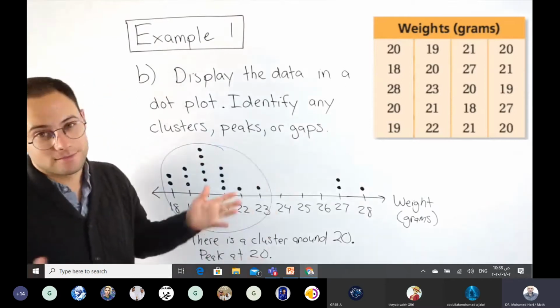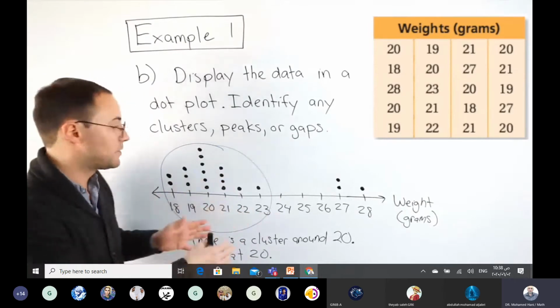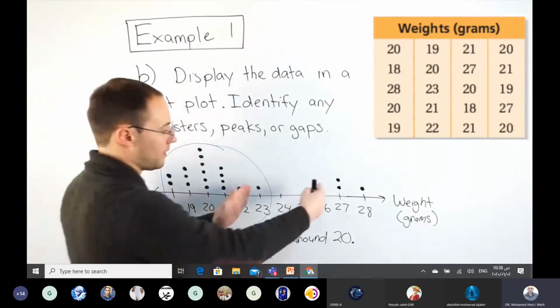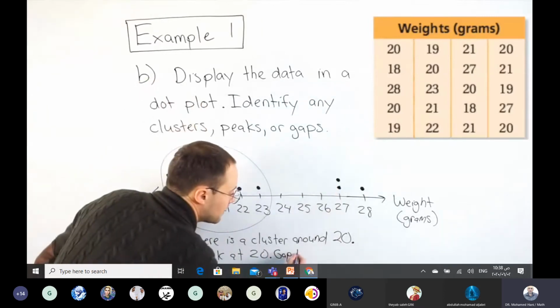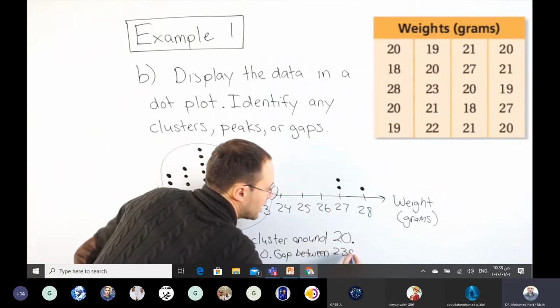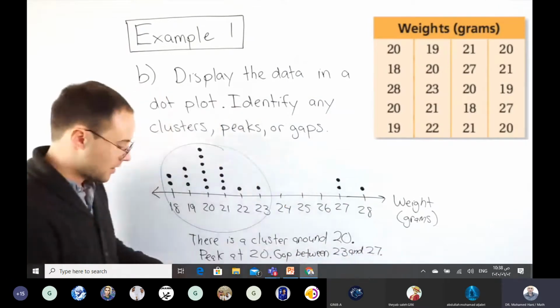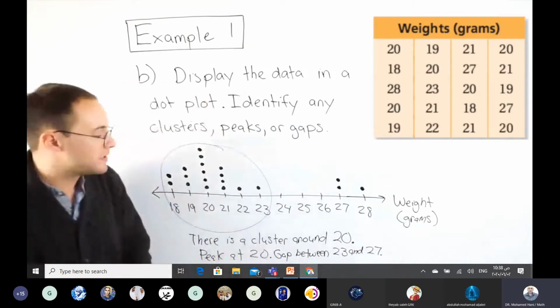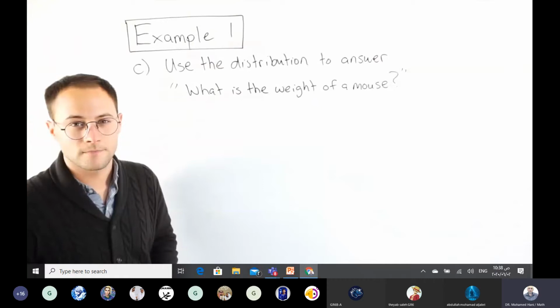And finally, gaps. Hopefully that's obvious. Again, that's where there are spaces in between the data values, and that obviously is right here. So there is a gap between 23 and 27. Okay. So that's just helping to explain our data a little bit more.